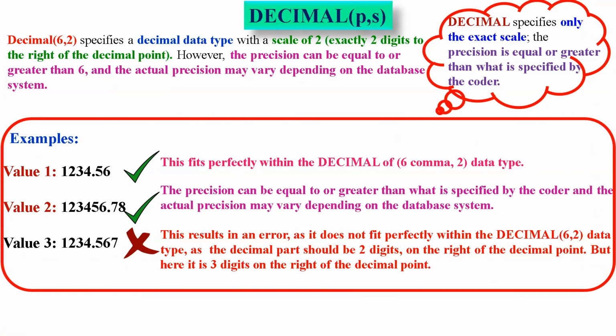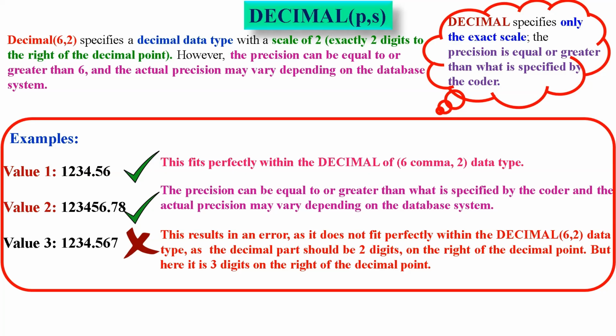Let's see some examples. Decimal of 6, 2 specifies a decimal data type with a scale of 2, exactly 2 digits to the right of the decimal point. However, the precision can be equal to or greater than 6, and the actual precision may vary depending on the database system. Remember that decimal specifies only the exact scale. The precision is equal or greater than what is specified by the coder.